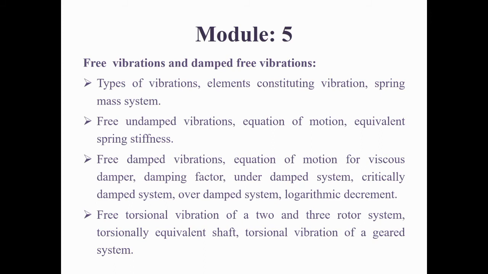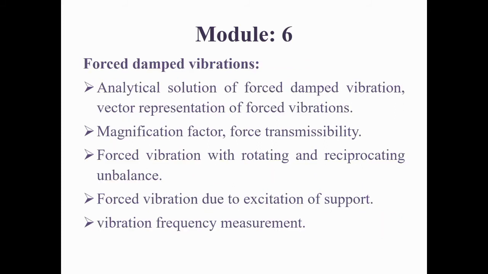Then next topic, that is free torsional vibration of 2 and 3 rotor system. Now this is about the systems which have 2 degrees of freedom and 3 degrees of freedom. For that we can get various modes of vibration depending on the number of natural frequencies. Then next topic, that is torsionally equivalent shaft, torsional vibration of gear system. So all these topics are covered in this module 5.